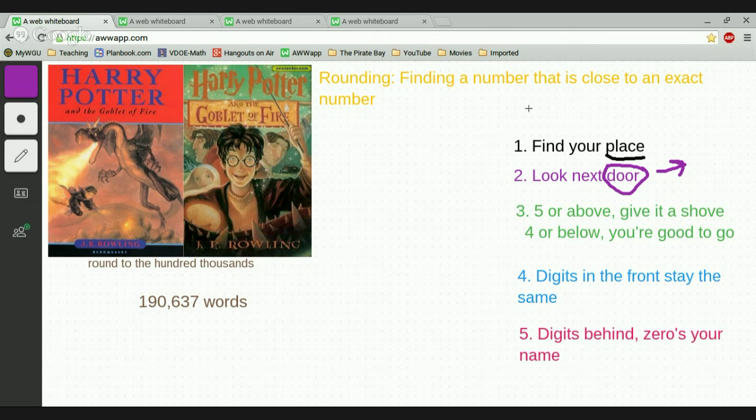So for rounding, we have 5 steps, and it's find your place, look next door, 5 or above, give it a shove, 4 below, you're good to go. Digits in the front stay the same, and digits behind, 0 is your name.